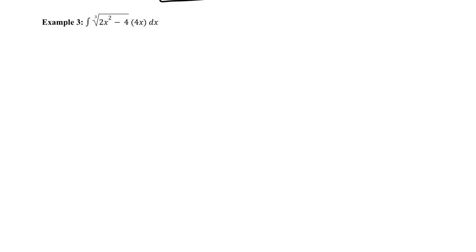So again, just like last time, I'm looking for what is the inside function. Sometimes I can think about that as what is the highest power of x, or what is the most complicated part of this function. And in this case, I think that the 2x squared minus 4 would be a really good bet here. So I'm going to take u equals 2x squared minus 4. So there is my u.